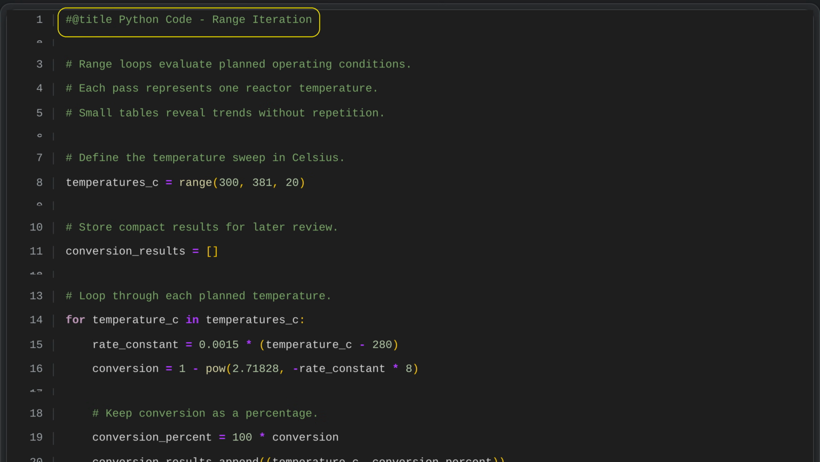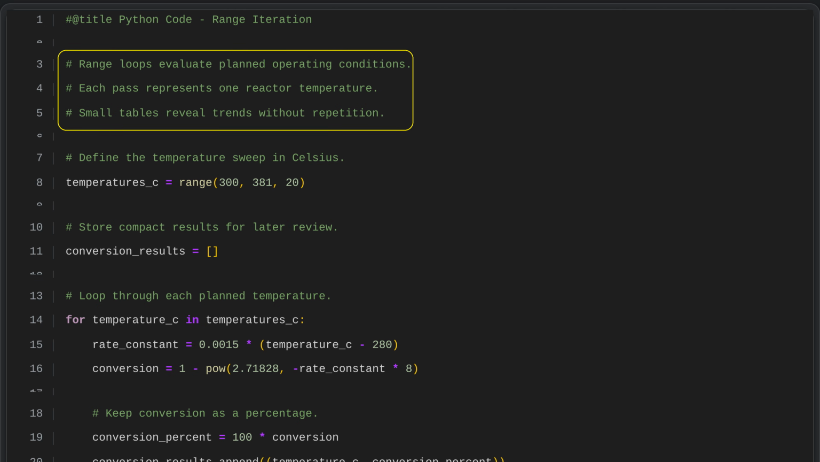Python code, range iteration. Range loops help evaluate planned operating conditions by running one pass for each reactor temperature. The resulting small tables make trends easier to see without repeating the same analysis.